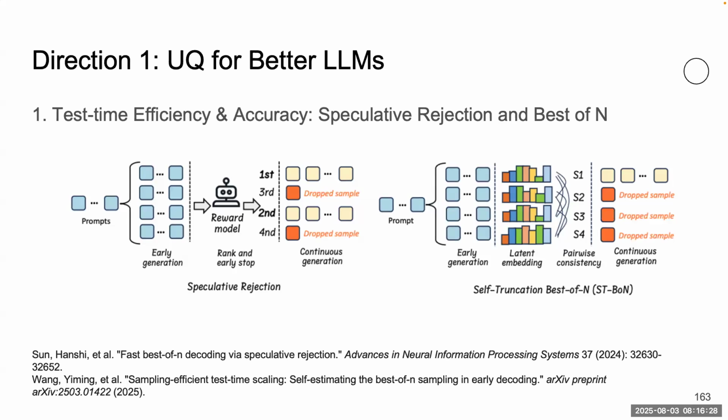On the right-hand side, this self-truncation best-of-n method evaluates the latent embedding of the early generation. The latent embedding of each thinking path is used to calculate the pairwise consistency between other tokens. You could think of that as a signal of uncertainty, and the sequences with the highest consistency are more likely to arrive at the final correct answer.